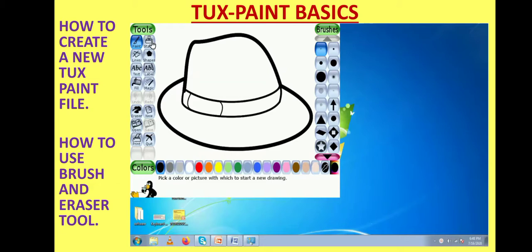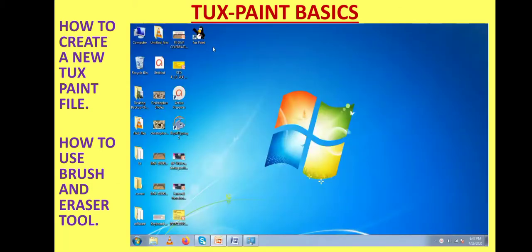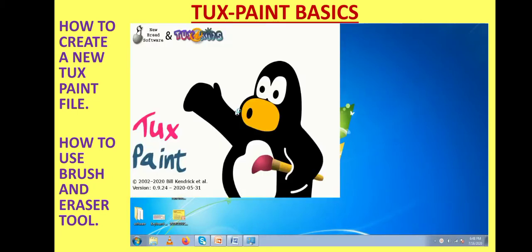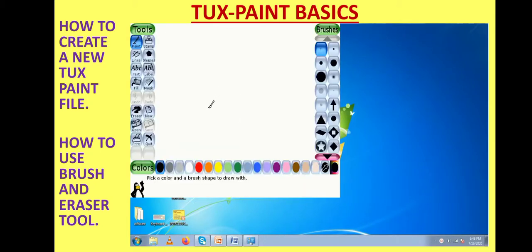So if you want to start a new Tux Paint file, how to start it will be explained in the video which will be played in the window. First of all, double click on Tux Paint. When you double click on Tux Paint, the Tux Paint initial screen will open. And now if you want to create a new file, then click on the New option.